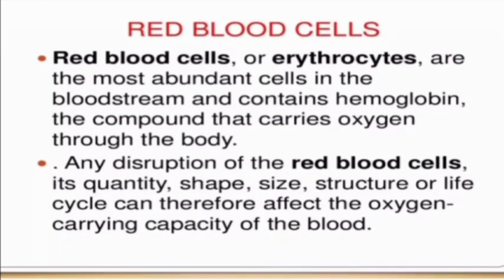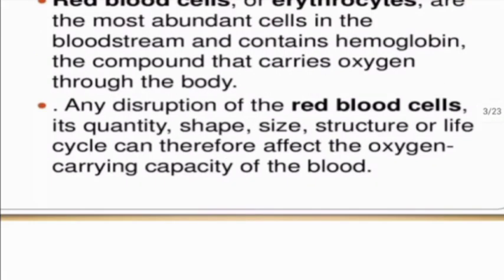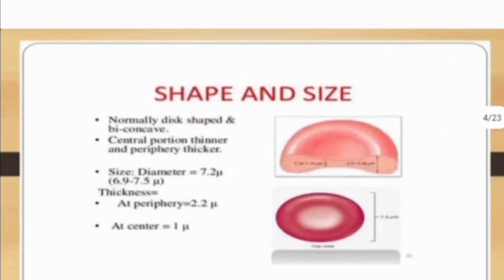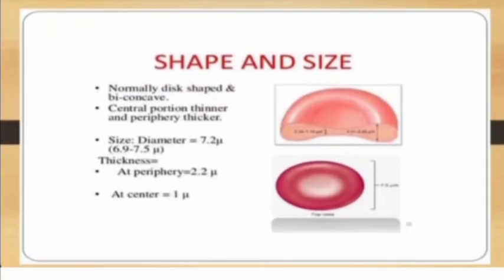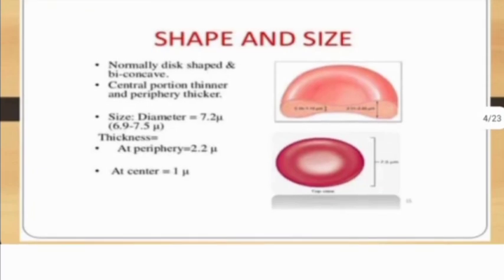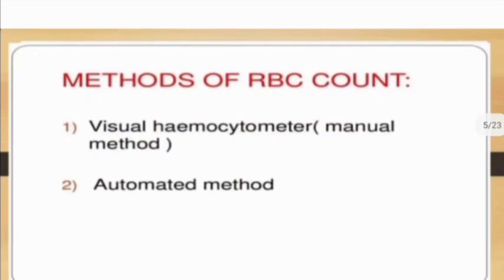Any destruction of red blood cells, or change in their quantity, shape, size, structure or life cycle, can therefore affect the oxygen carrying capacity of the blood and affect the human body organs. RBC shape and size: normally disc shaped and biconcave, with the central portion thinner and the periphery thicker. Size: diameter 7.2 micron, thickness at periphery 2.2 micron and at center 1 micron, as you can see in the image.